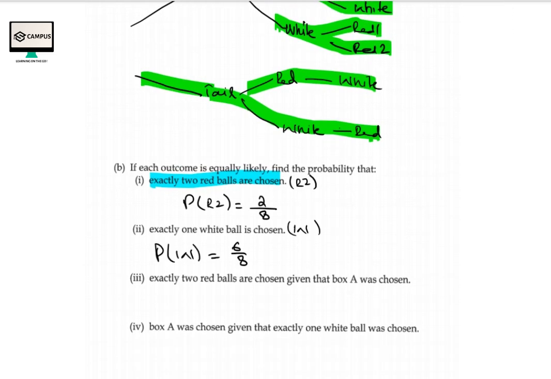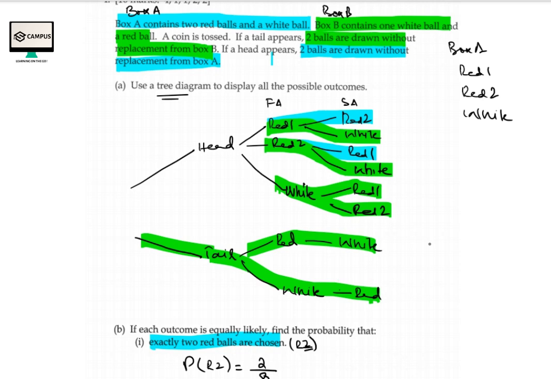Moving on to part C. Now we have to find the probability in part 3 that exactly two red balls are chosen given that box A was chosen. So now it is a conditional probability. We have to find the probability of R2, the same as this one, but given that box A is chosen, right? So if you go above, this was the case for box A, and this was for box B.